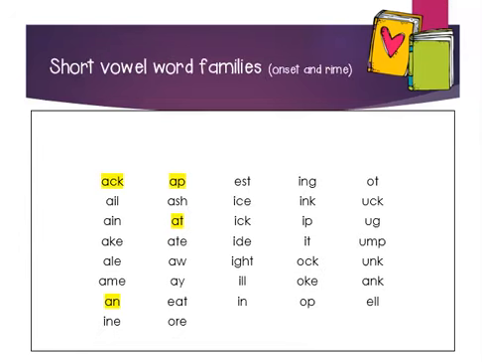On Tuesday, we looked at the short A patterns with ack, an, app, at, and we noticed that each one of these not only have the short A sound, but they were closed by one or more consonants. And if that happens, then we know the vowel is going to make a short sound. Let's take a look at the new word families we'll work on today.